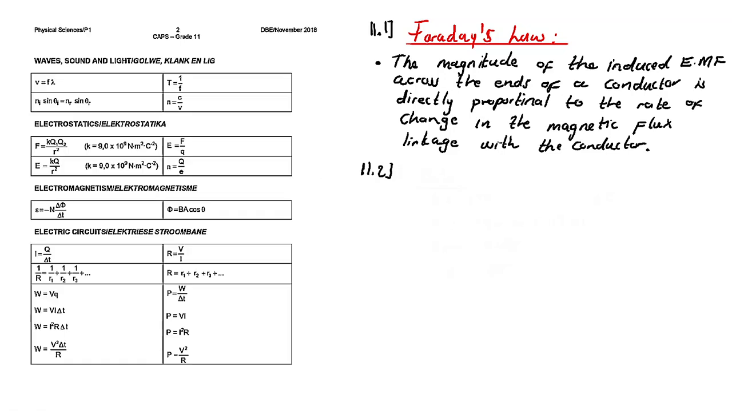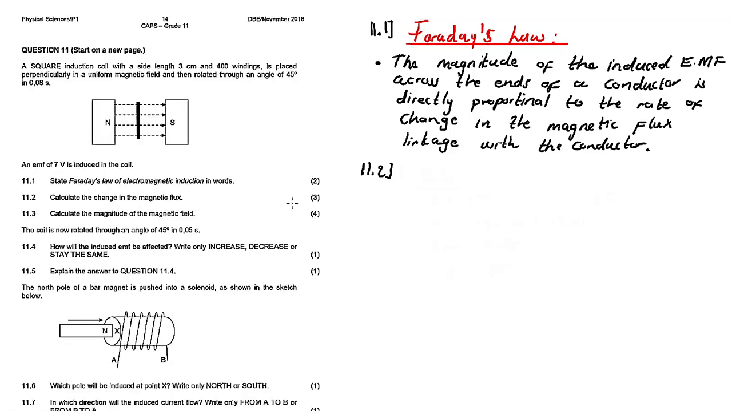Let's look at the formula sheet here too. Let's take out the data. We have N, which is 400. We also have EMF, which is 7 volts. What else? I also have the side length of the square conductor. It's a square conductor, so the side length is 3 centimeters, but we don't work with centimeters. We work with meters.